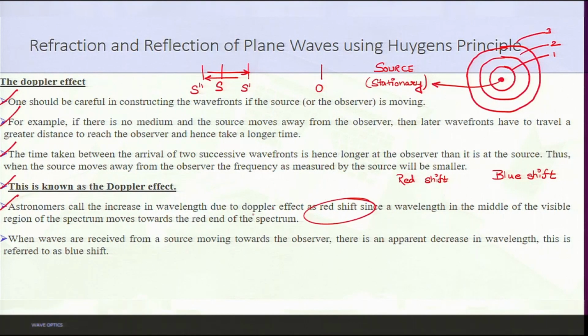So, this is nothing but the redshift, that is due to increase in the wavelength. Now, when waves are received from a source moving towards the observer, there is an apparent decrease in the wavelength. So, this is nothing but the opposite concept.